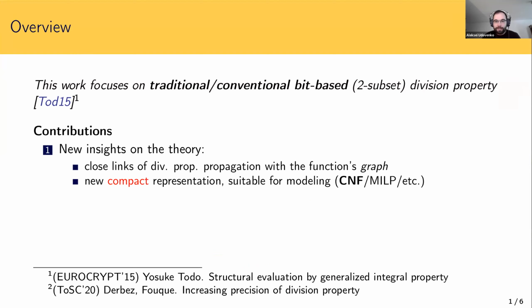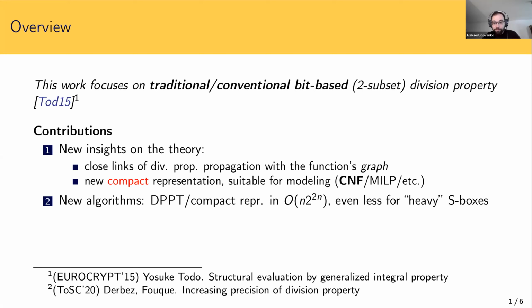First, I would like to provide a very quick high-level overview of the work. The work studies division property, which is a cryptanalysis technique for symmetric ciphers. There are many variants of division property, and this work focuses on the earliest and the most widely applicable one, bit-based two-subset division property, also called traditional or conventional division property. It was introduced by Todo at Eurocrypt 2015. The contributions of our work include new theoretic insights, such as close links of division property with graphs of analyzed functions, and a new compact representation, suitable for modeling larger S-boxes by SAT solvers.